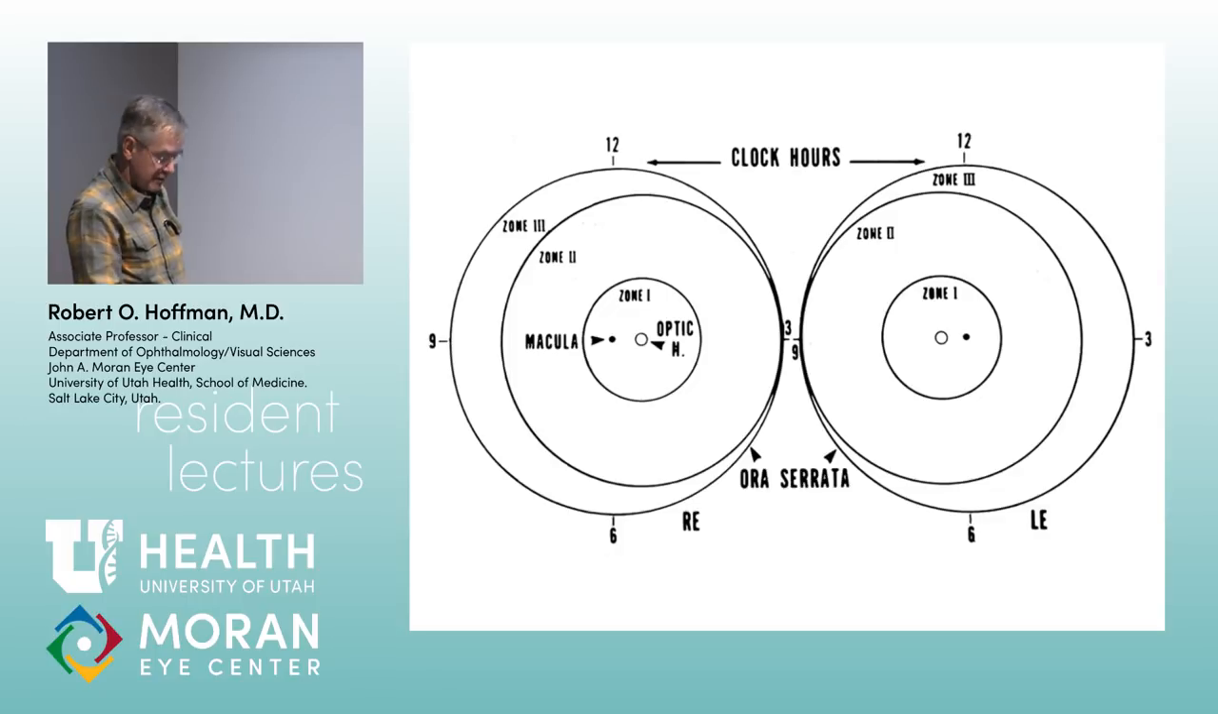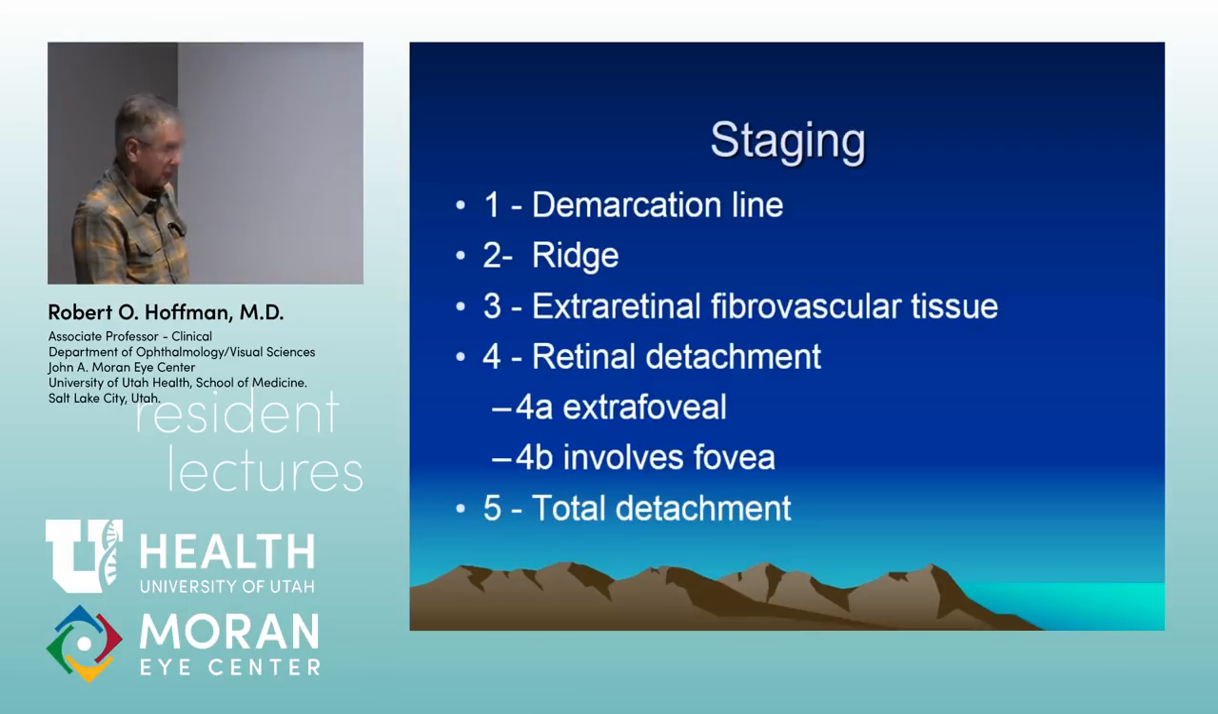So when we look at ROP, these are the zones. Zone 1 is a circle whose radius is twice the distance from optic nerve to fovea. Zone 2, the radius becomes optic nerve to nasal ora serrata. And zone 3 is what is left outside of that. Staging. 1 is a line. Instead of just normal vascularization progressing, you have a line where normal vascularization stops and beyond is avascular retina. 2 is a raised ridge, 3 is extraretinal fibrovascular proliferative tissue, and 4 is either extrafoveal, 4A, or involves the fovea, 4B.